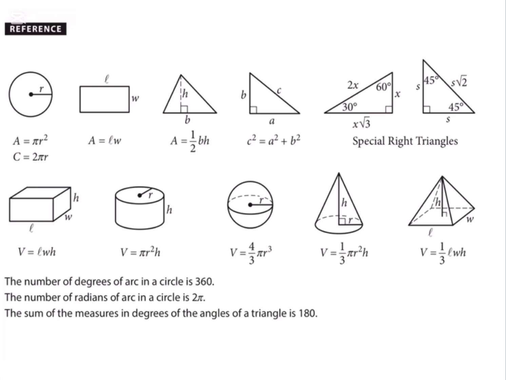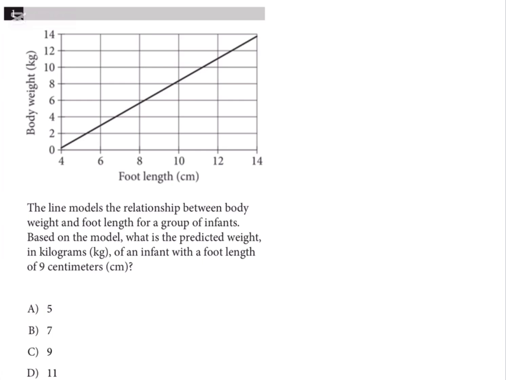Now, let's get started. We're given a diagram showing the relationship between body weight and foot length, and our task is to predict the weight of an infant with a foot length of 9 cm. To solve this, we'll simply use the diagram. Let's take a closer look at the graph. We'll locate 9 centimeters on the foot length axis and find where it aligns with body weight. Based on the diagram, we can see that 9 centimeters falls between 6 and 8 units on the weight scale, so we can estimate the weight to be approximately 7 units.